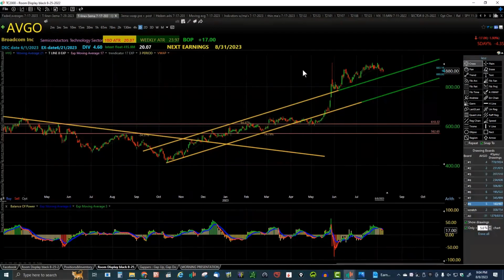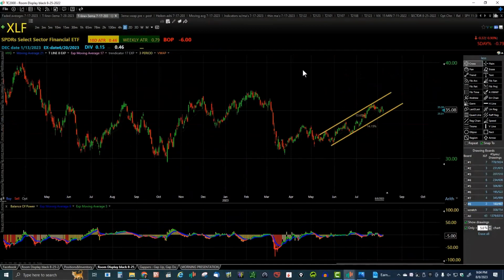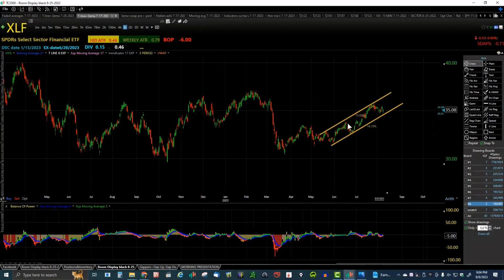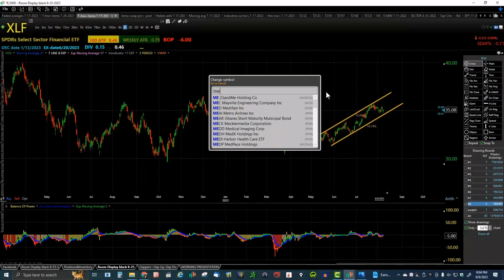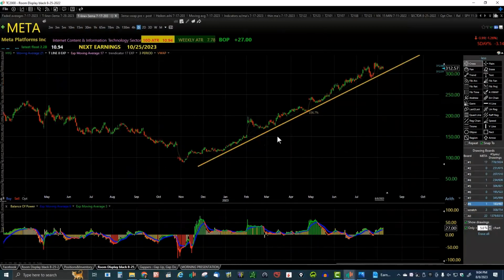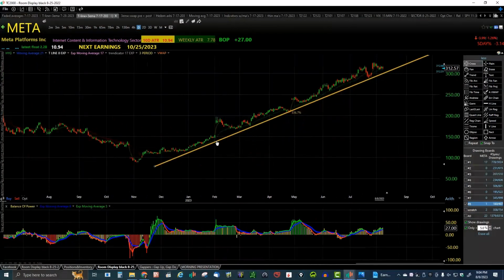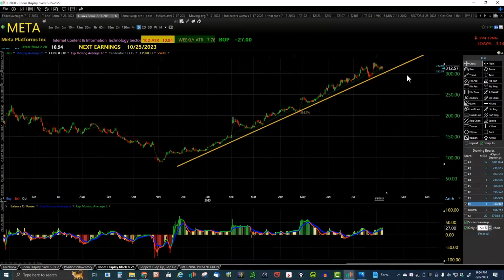All right, XLF. Uptrend. It's still working. One side of the channel to the other side of the channel. As long as we keep bouncing off minor support and making new highs, it's bullish. XLF. Meta. Clean uptrend. As long as we keep bouncing off of minor support, making new highs, it's in an uptrend. That's a pretty one, isn't it? From 100 to 300.